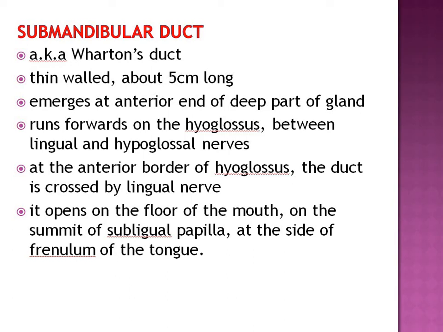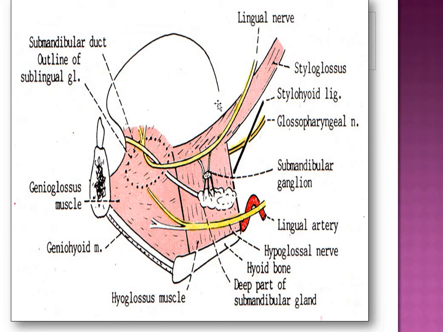Now here we can see it is crossed by the lingual nerve. This is the lingual nerve. This is the duct. So it is crossed by the lingual nerve. This is the hypoglossal nerve lying lower to it. So basically, Wharton's duct lies between the lingual nerve and the hypoglossal nerve, while the lingual nerve crosses it.